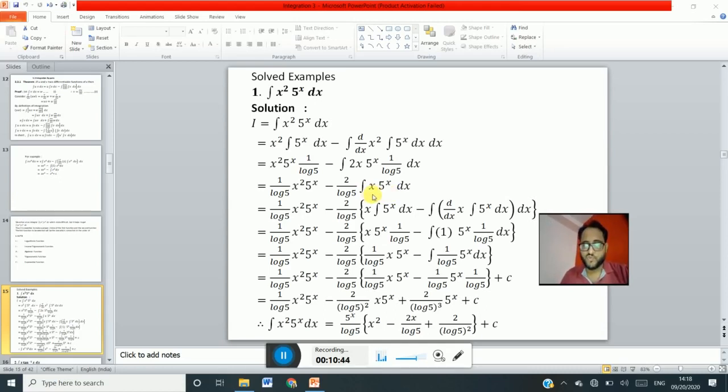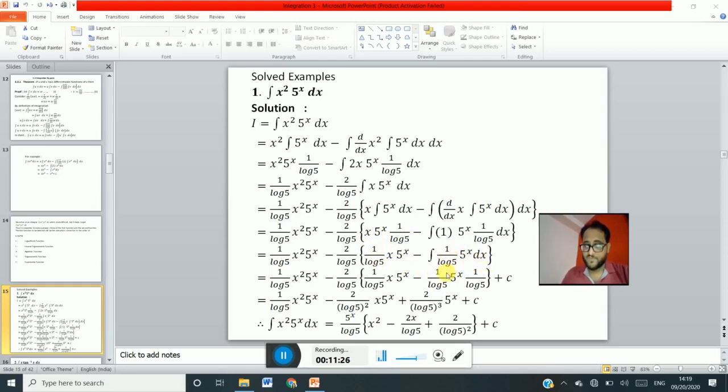And if we see these two functions, x is algebraic, 5 to the power x is exponential. Again that means x is the first function and this should be the second function. So use the parts rule: first function into integration of second, minus integration of derivative of first into integration of second, right? That is x into 5 to the power x upon log 5, since the integration of 5 to the power x is 5 to the power x upon log 5, minus derivative of x, which is 1, into integration of 5 to the power x, which is 5 to the power x upon log 5, right? So again this is x into 5 to the power x upon log 5 minus 1 upon log 5 into integration of 5 to the power x dx, right?